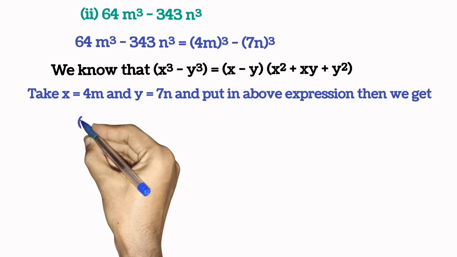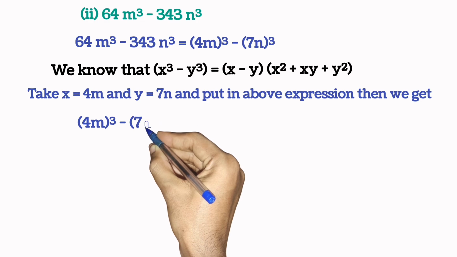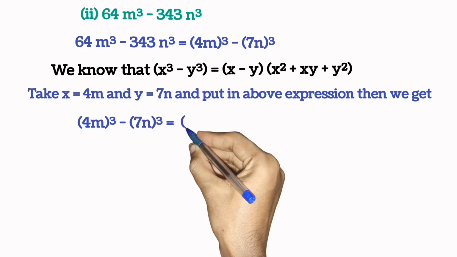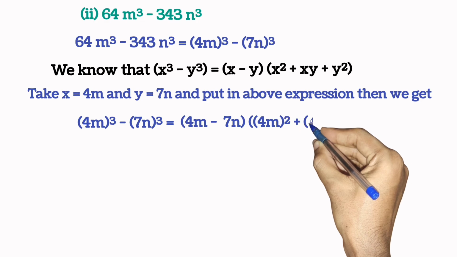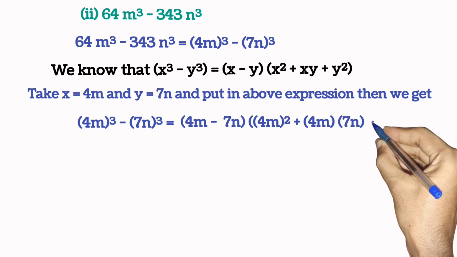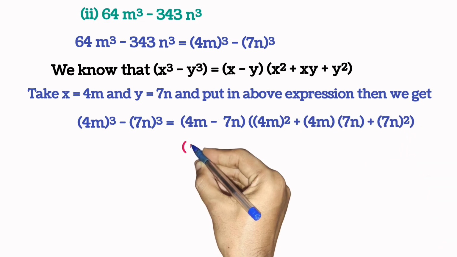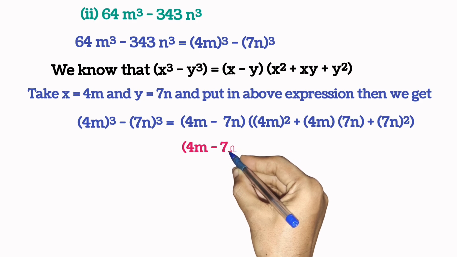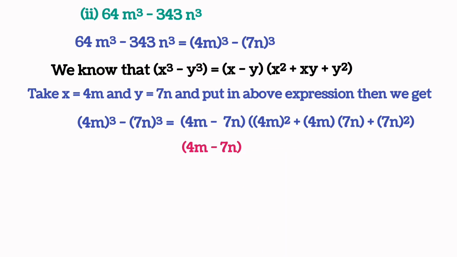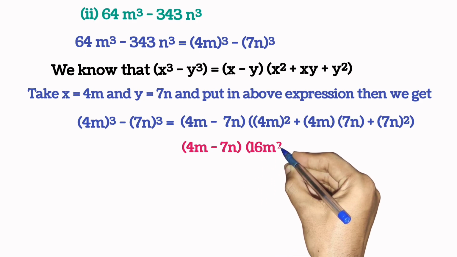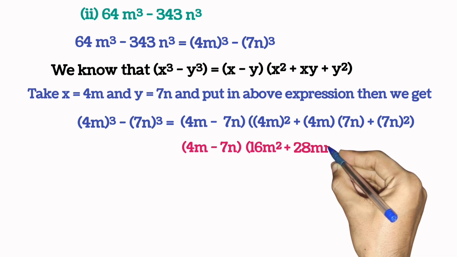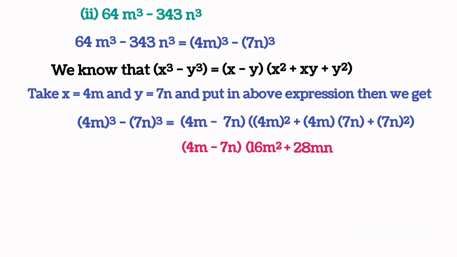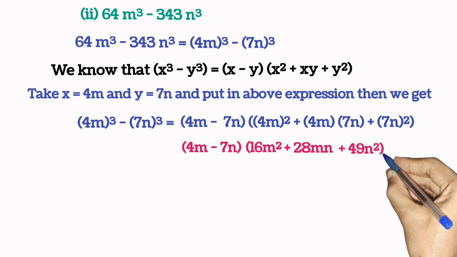Then we get 4m cube minus 7n cube, that is equal to 4m minus 7n into 4m the whole square plus 4m into 7n plus 7n the whole square. Then 4m minus 7n into 4m the whole square equals 16m square, and plus 4m into 7n equals plus 28mn, and plus 7n square equals plus 49n square.